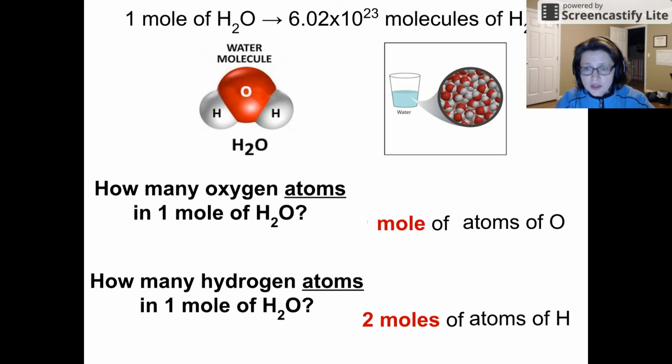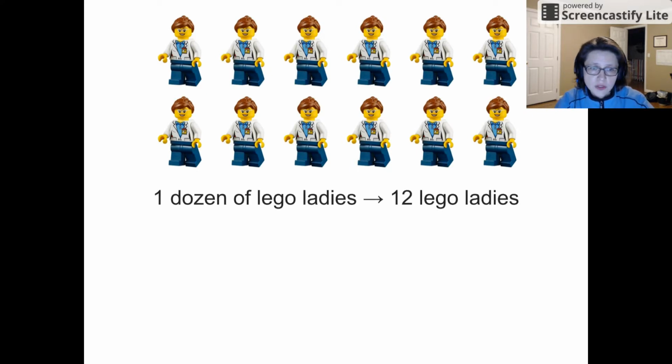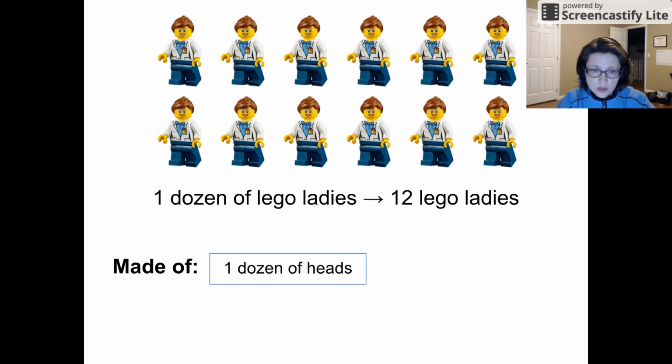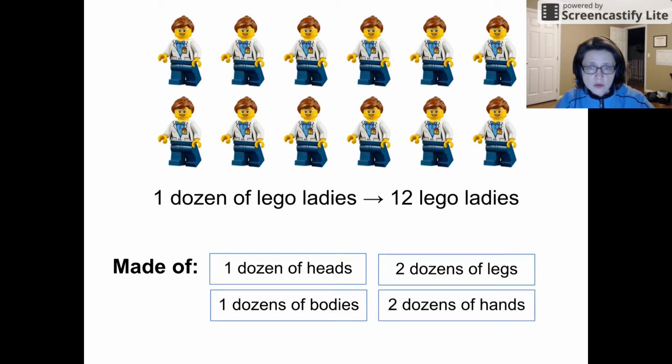Let's see some other example that maybe will clarify how it happens. Well, here I have 12 Lego ladies. Since there are 12 of them, I can call them a dozen, right? A dozen Lego ladies, 12 Lego ladies. If I count all the parts that went into making a dozen Lego ladies, I would say that I would need 1 dozen heads, 1 dozen bodies, 2 dozen legs, and 2 dozen hands. So all these dozens of legs, hands, bodies do not create 6 dozen ladies. They create only 1 dozen of them.